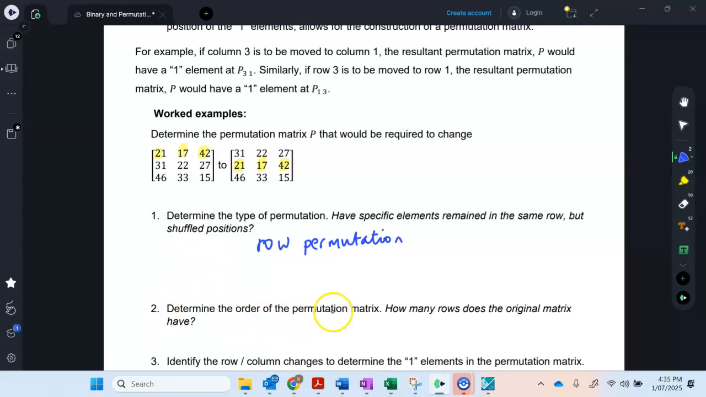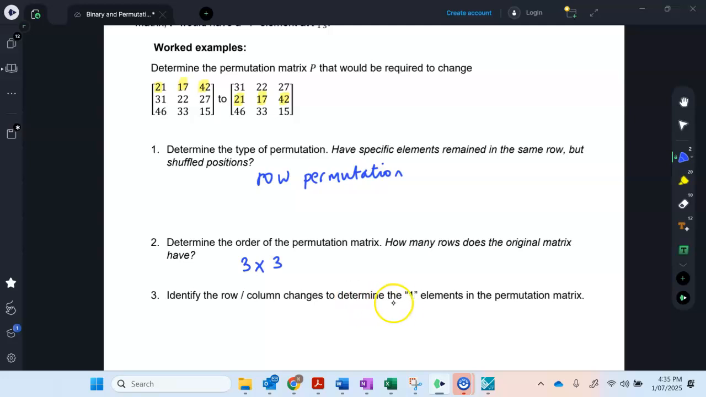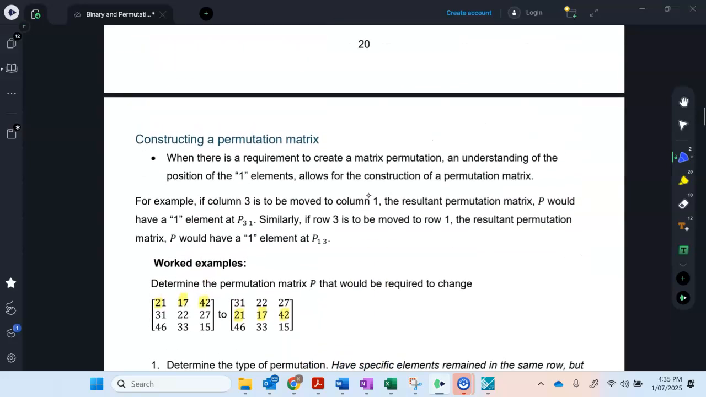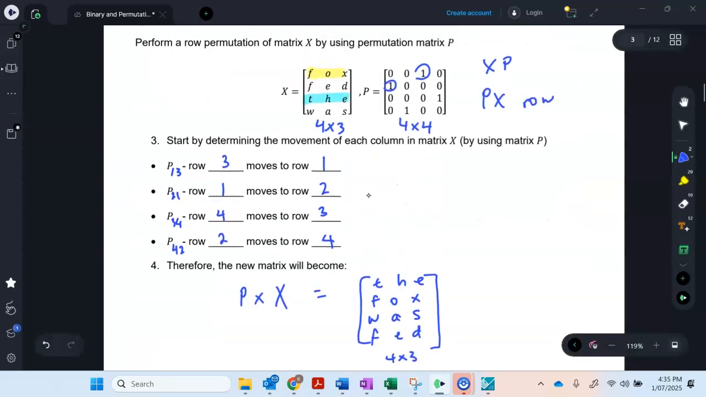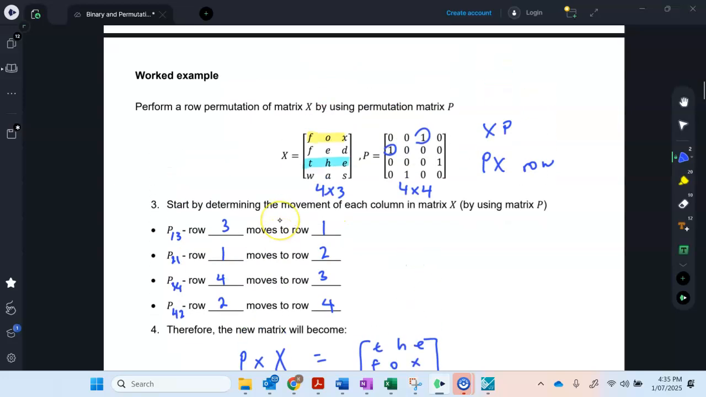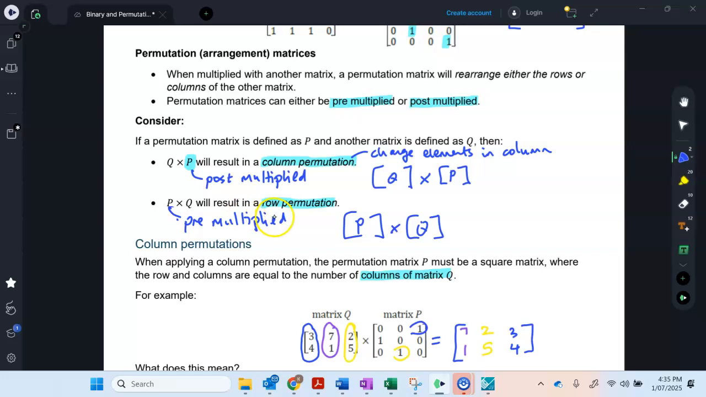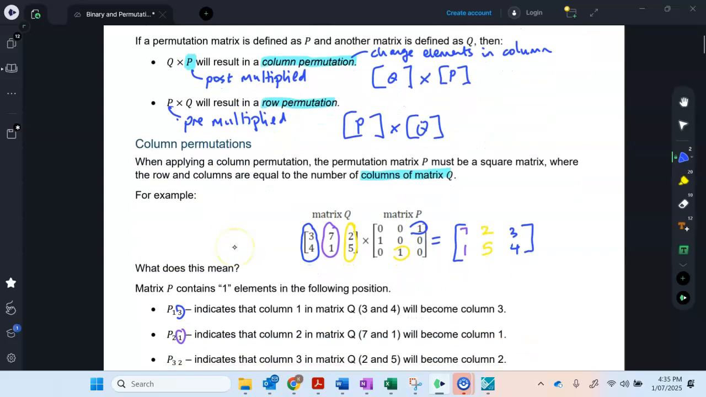All right, determine the order of the permutation matrix. How many rows does the original matrix have? We've got 3 rows, so our permutation matrix has to be a 3 by 3. Identify the row column changes to determine the 1 elements in the permutation matrix. We're doing a row permutation, so if you ever get mixed up, you can always go back up here to the original notes. Remember, we did the permutation first. When we're doing a row permutation, the permutation matrix is first.